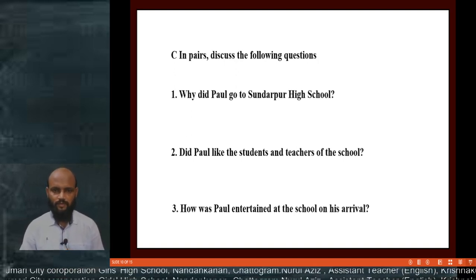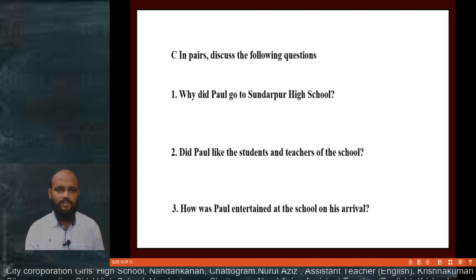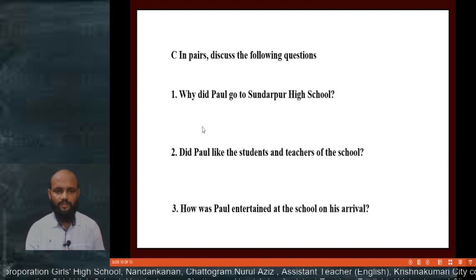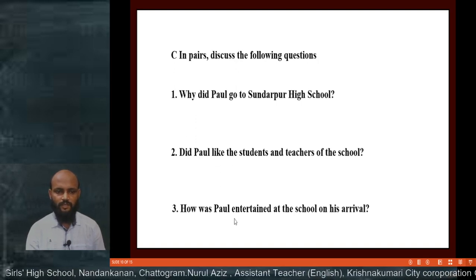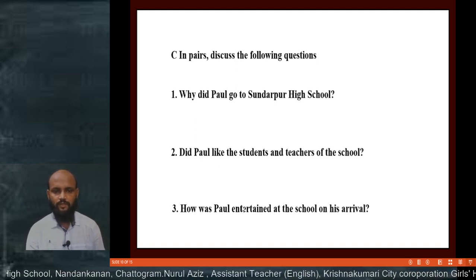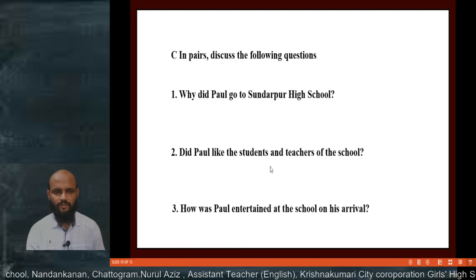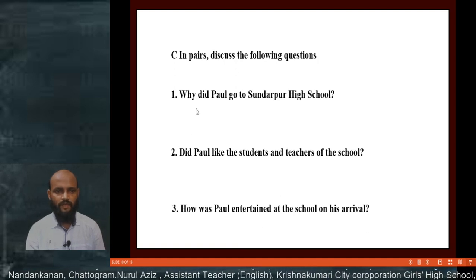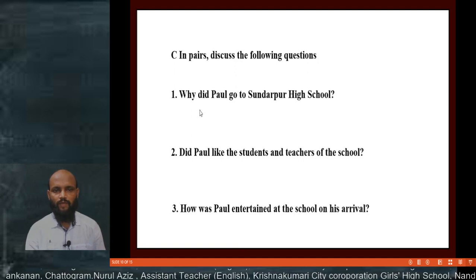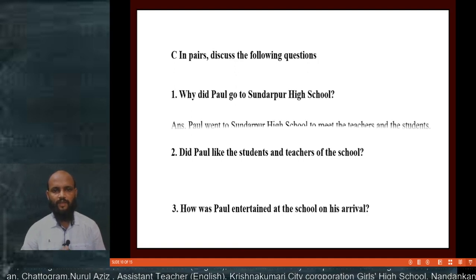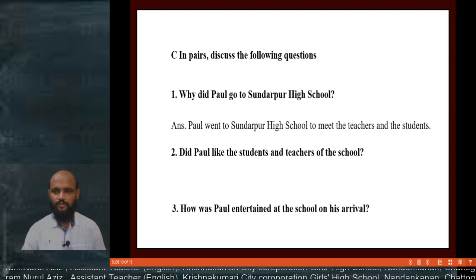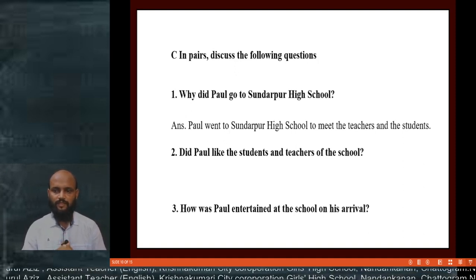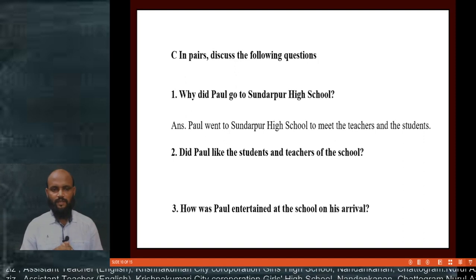So the first one is did go, it should be went. The second one is did like, it should be liked. The third one is was entertained, it should be was entertained. So what is the answer? Why did Paul go there? He went there to meet the teachers and the students. He went to Sundarpur High School to meet the teachers and the students there.